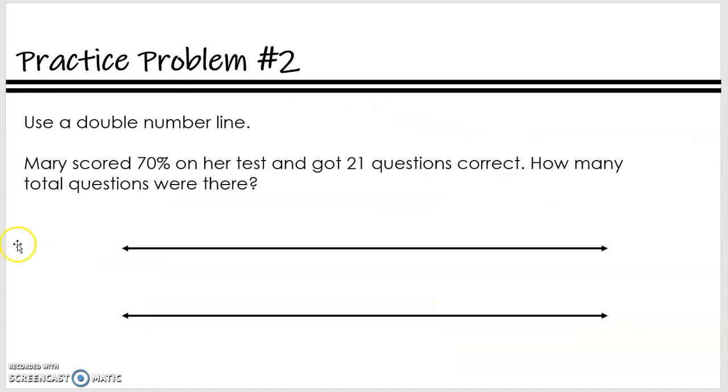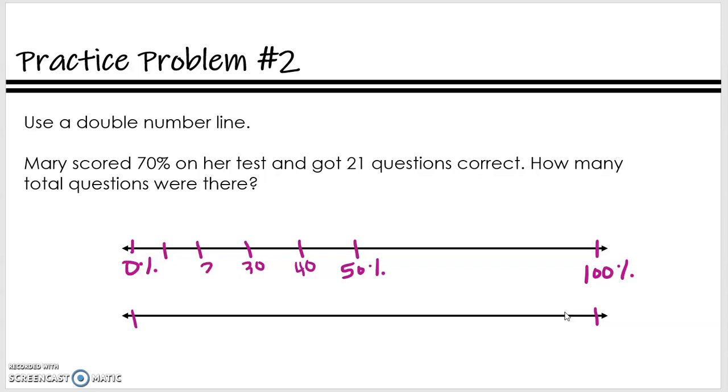Now, let's look at that one more time. Same problem, but now let's look at a double number line. Remember that the lowest is 0%, highest is 100%. We also know that 50% is in the middle. And we also need to go ahead and find that 70% mark so that we can figure out our sections at the bottom. So we have 10, 20, 30, 40, 50.